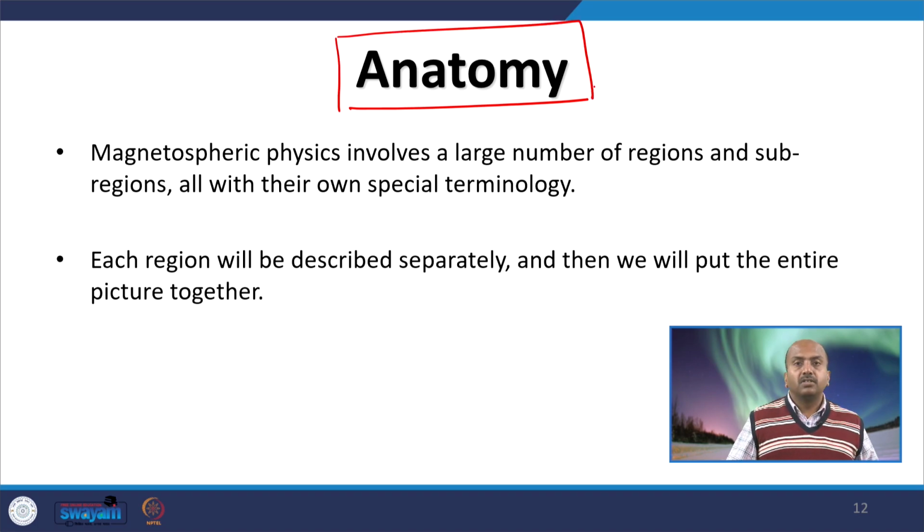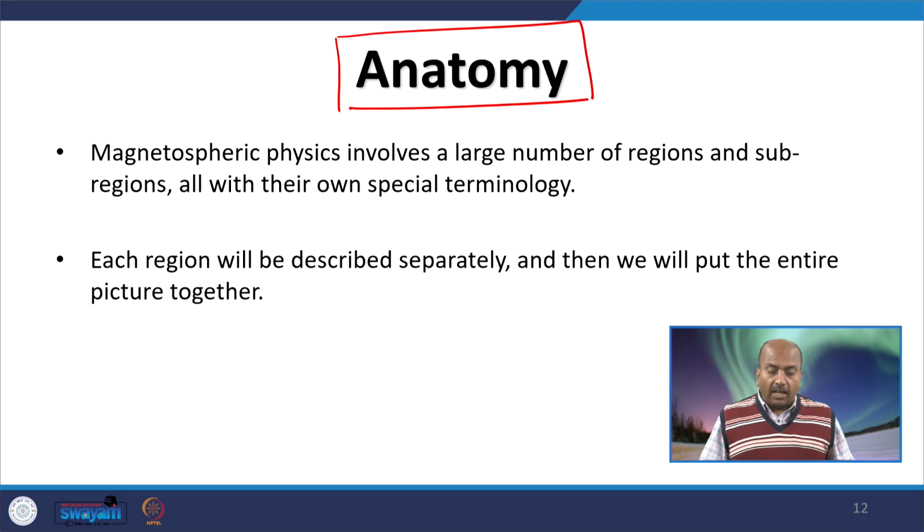What does it mean? It means the structure of the magnetosphere. So, if you take a cross sectional view of the magnetosphere, it is not just particles and magnetic fields. There are many currents, there are many current systems. So, we should understand what is going on in all these regions, only then will the entire magnetosphere become very clear to you.